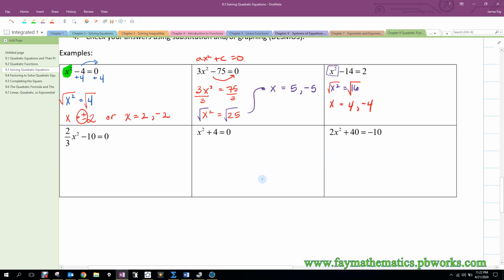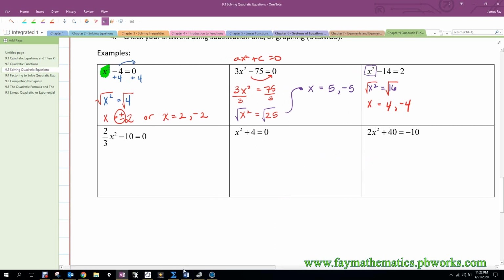Okay. So these next three here are similar but have some differing concepts. So this one here is just like the other ones, except that it is a fraction instead of a whole number. Okay. So let's talk about how we address that. That's still my ax squared term, so I'm going to isolate that. So I'm going to add 10 to both sides. So 2/3 x squared is equal to 10.